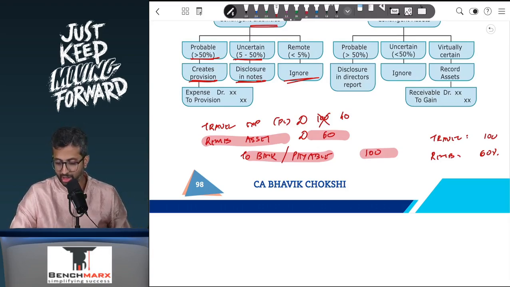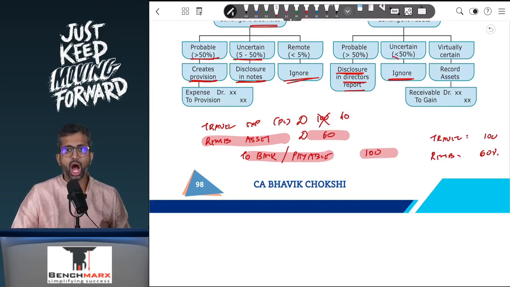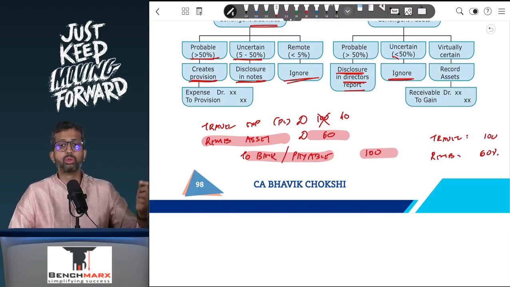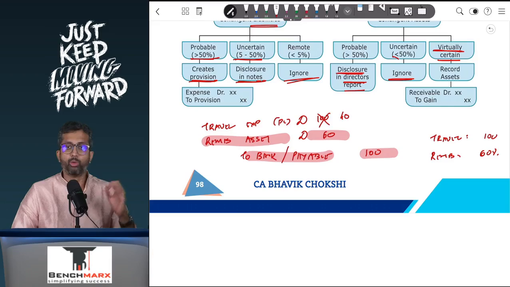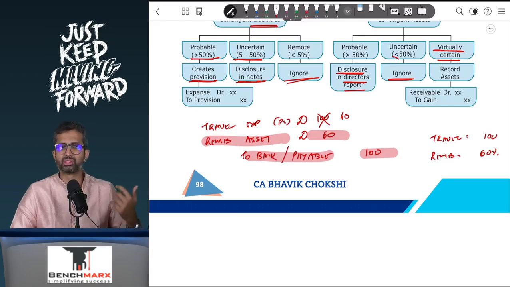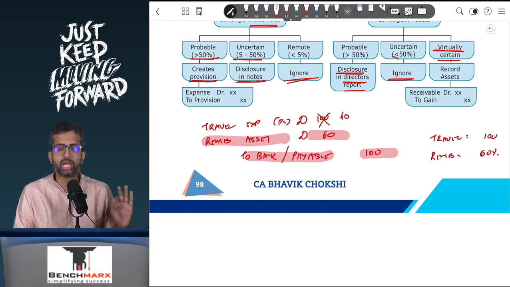So when you look at a case where it is probable, you will disclose it. That too in the director's report, not in the notes to accounts. If it is uncertain, that is less than or equal to 50% chance, you will ignore it. However, when will we record it in our books? We will record it when there is virtual certainty. Now, this is the strongest form of certainty. Virtual certainty is not more than 50% chance, not more than 75% or 80% chance. This is certainty which is beyond any kind of doubt.